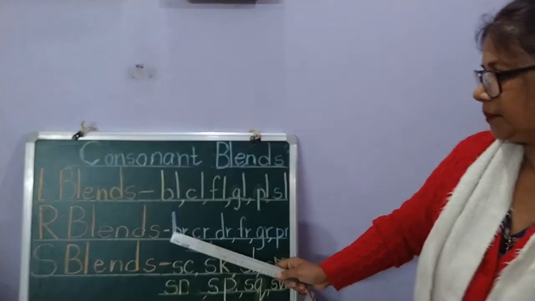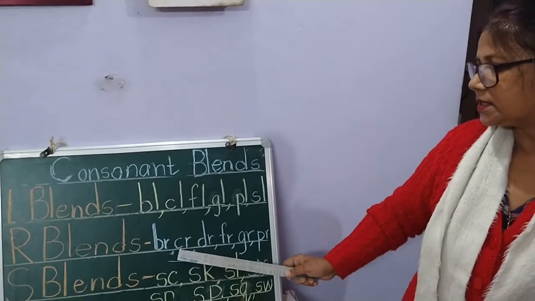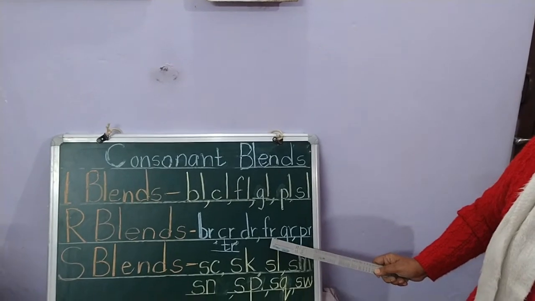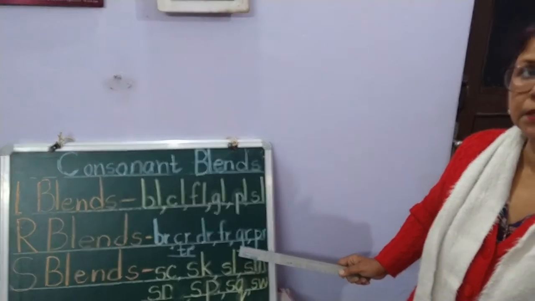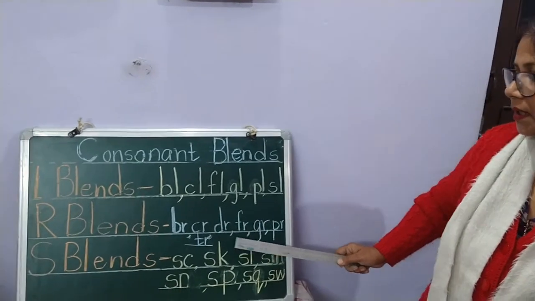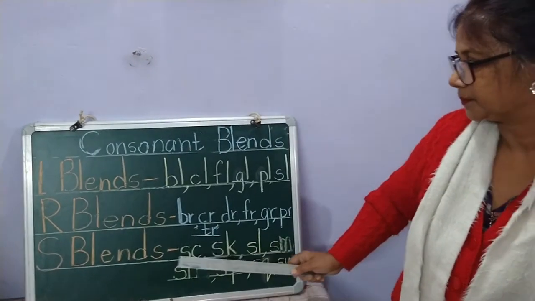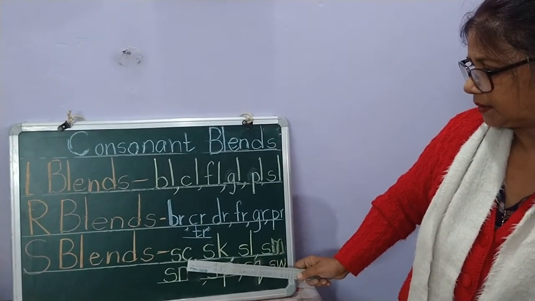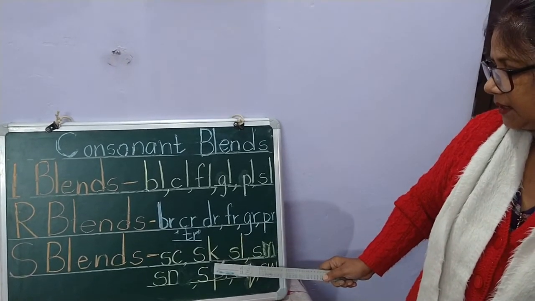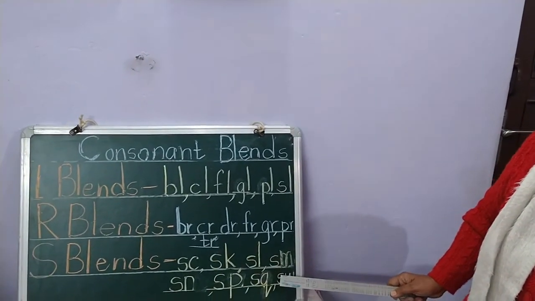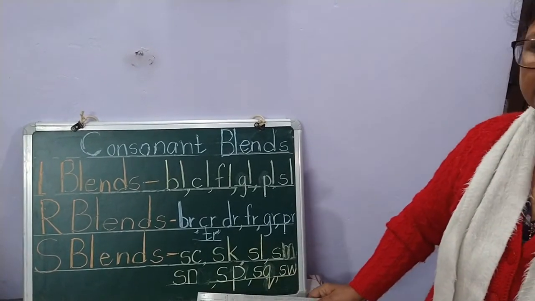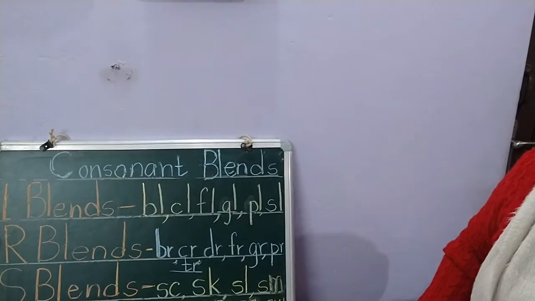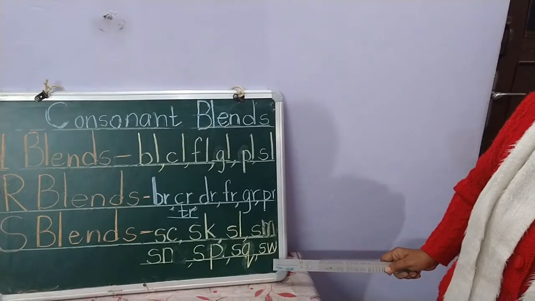R blends with B, BR, bra, CR, cra, DR, dra, FR, fra, GR, gra, PR, pra, TR, tra. S blends with C, ska, SK, ska, SL, sla, SM, sma, SN, sna, SP, spa, SQ, squa, SW, swa.